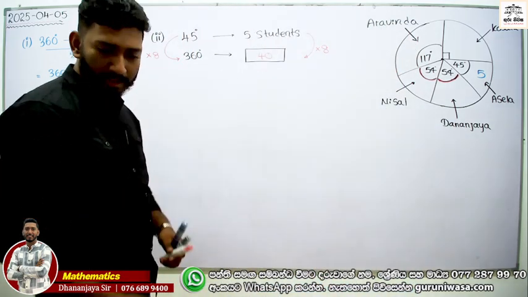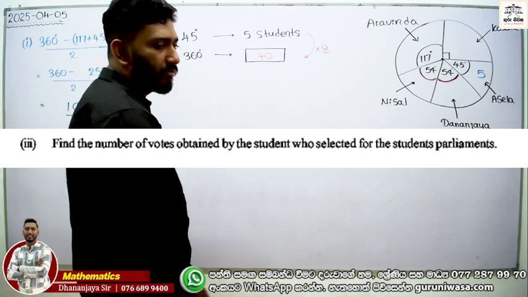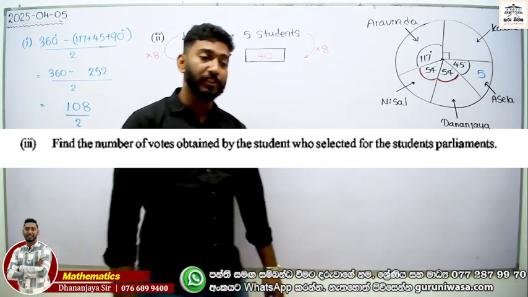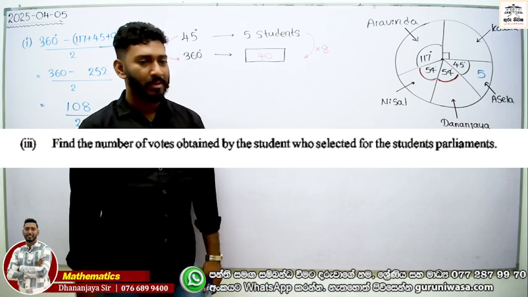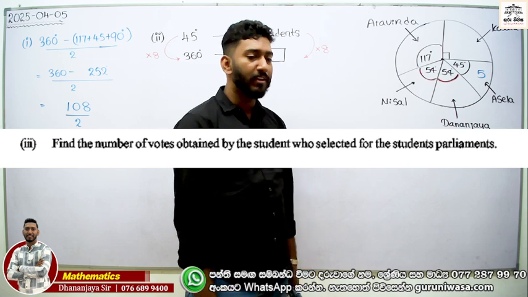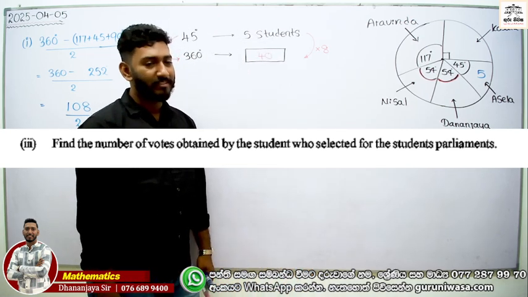Third question. Find the number of votes obtained by the student who was selected for the students' parliament.